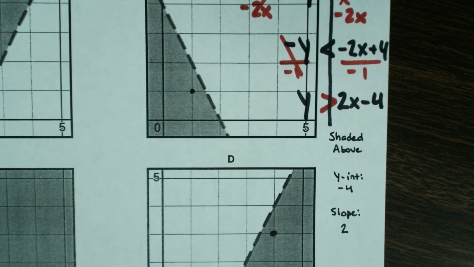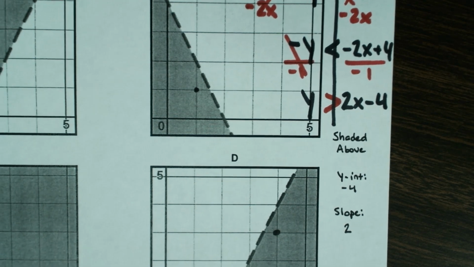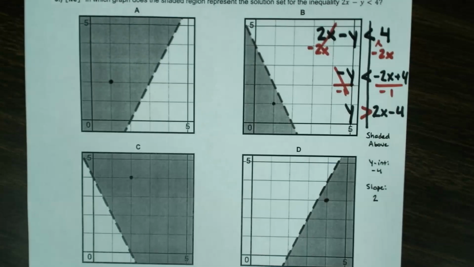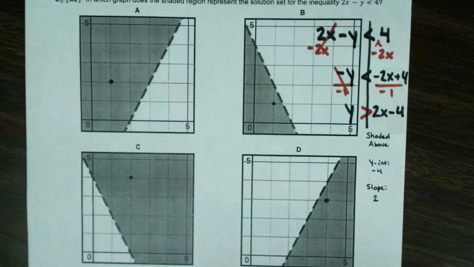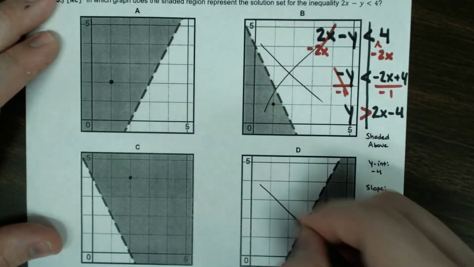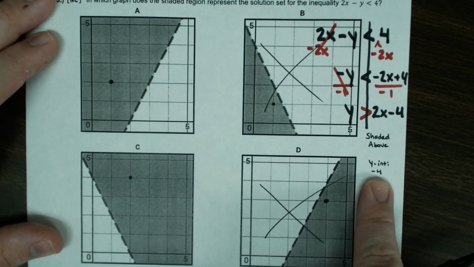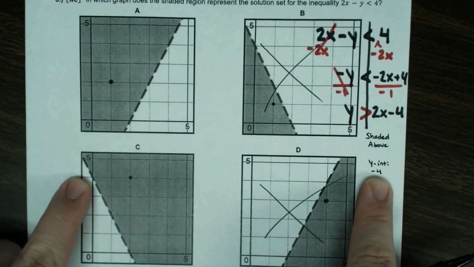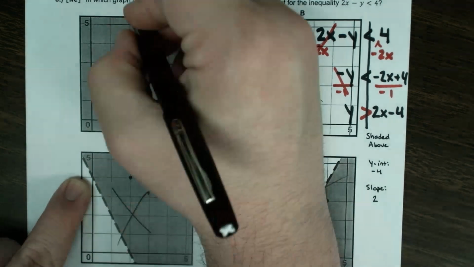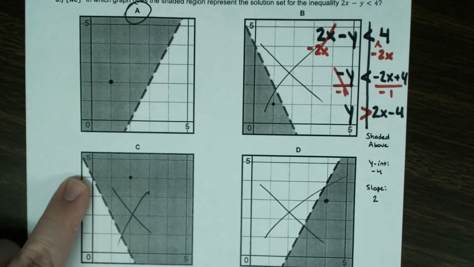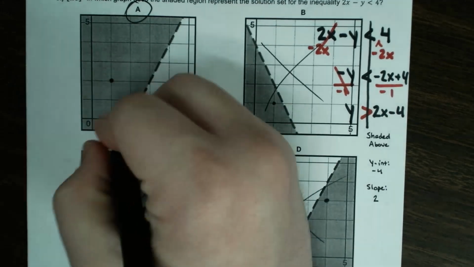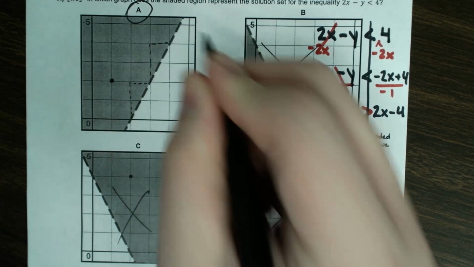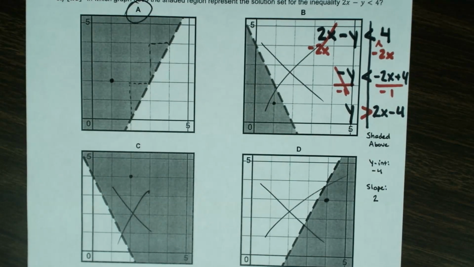So, shaded above. Well, that means it's either A or C, because B and D are shaded below. That y-intercept of negative 4. Well, option C has a y-intercept of positive 4, so it's not going to be C. The answer is A. We can also see from A that the slope is 2. It goes up 2, right 1, up 2, right 1. So it's just a process of elimination thing.